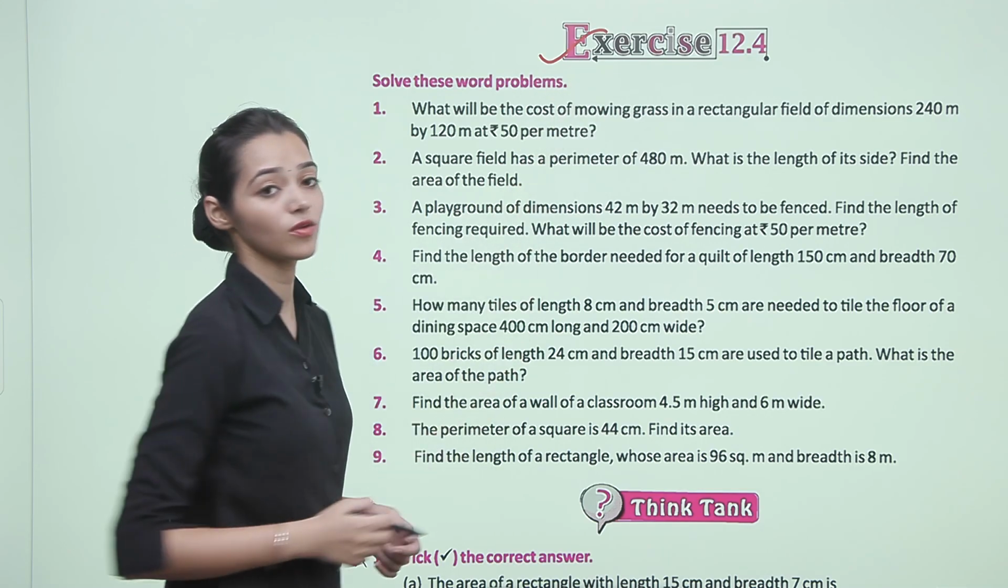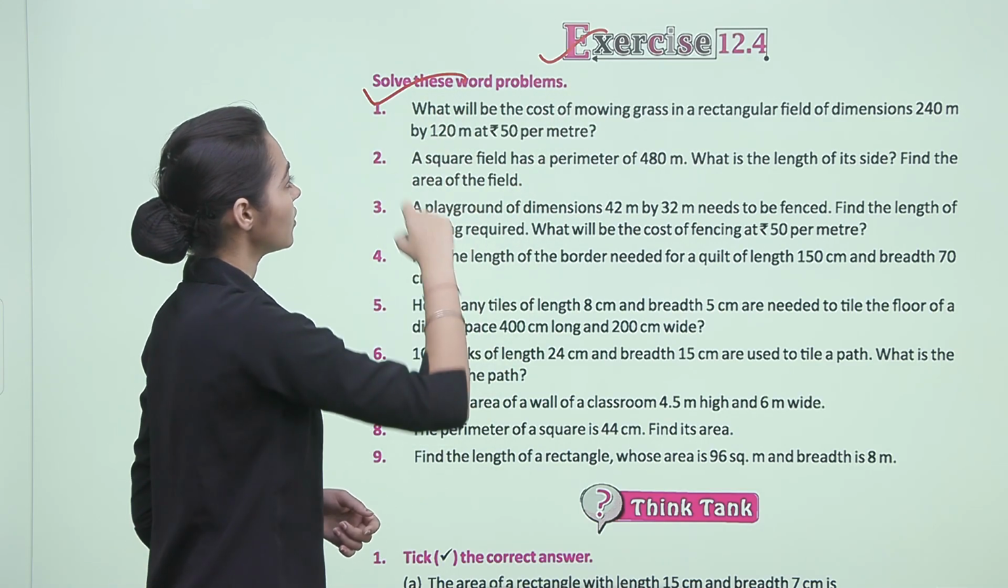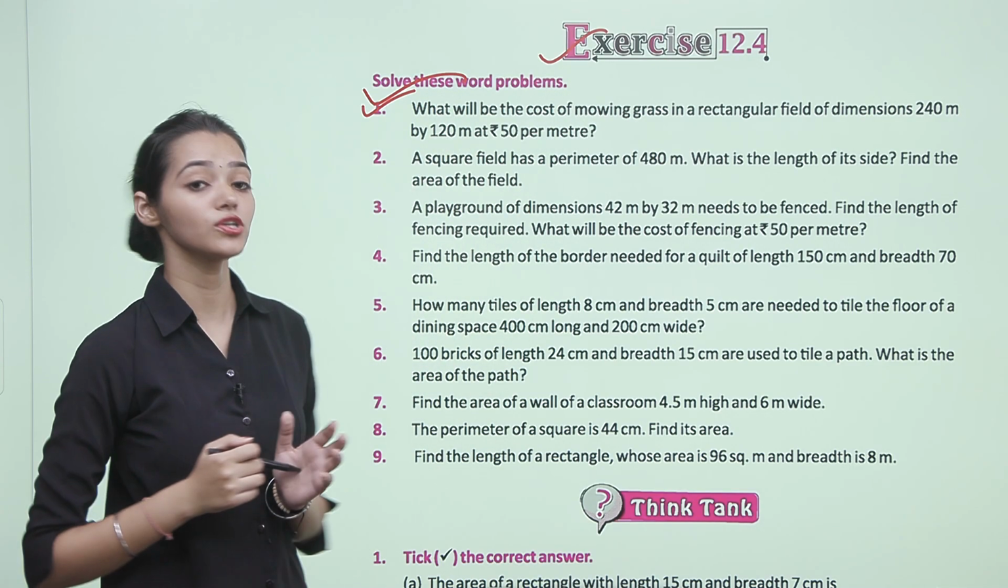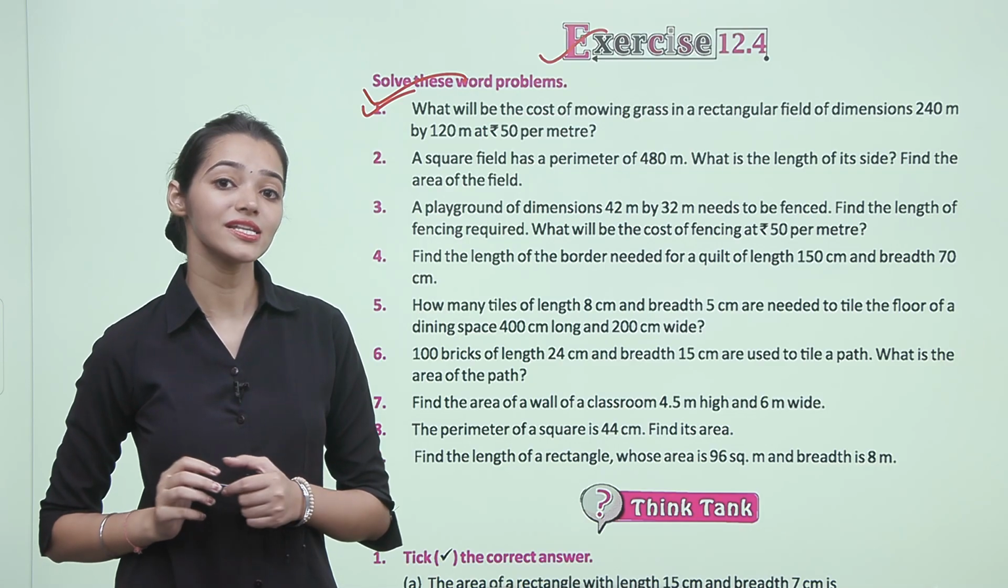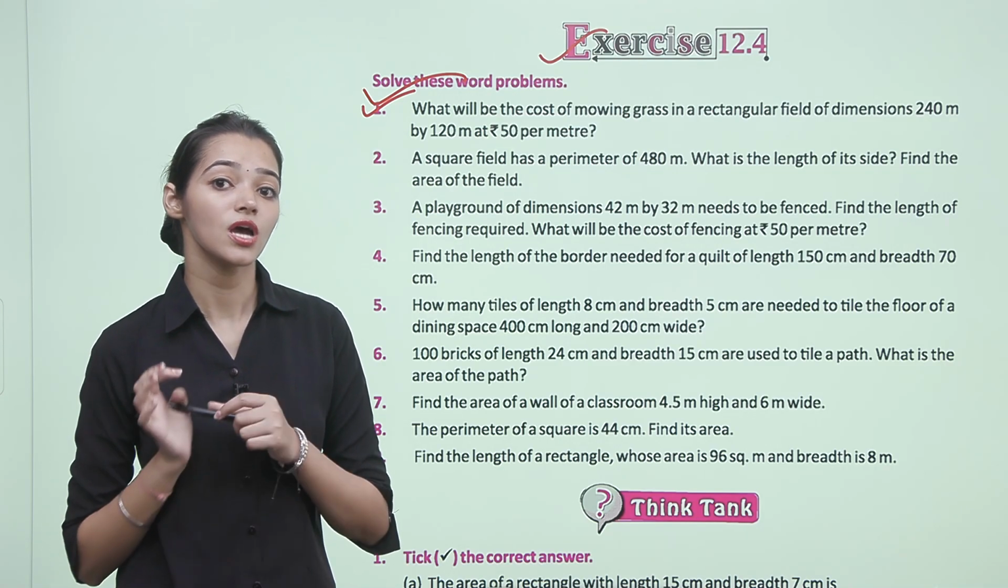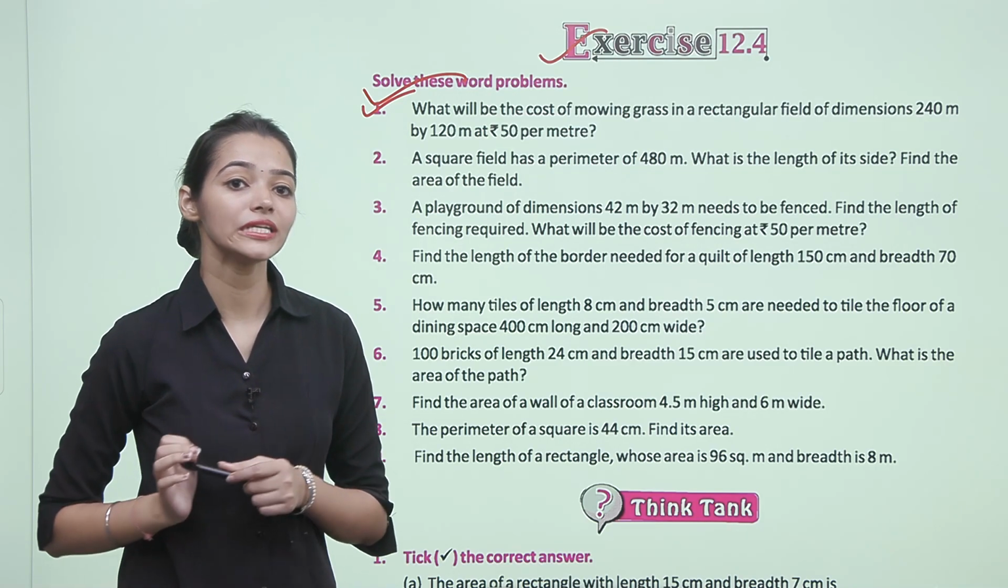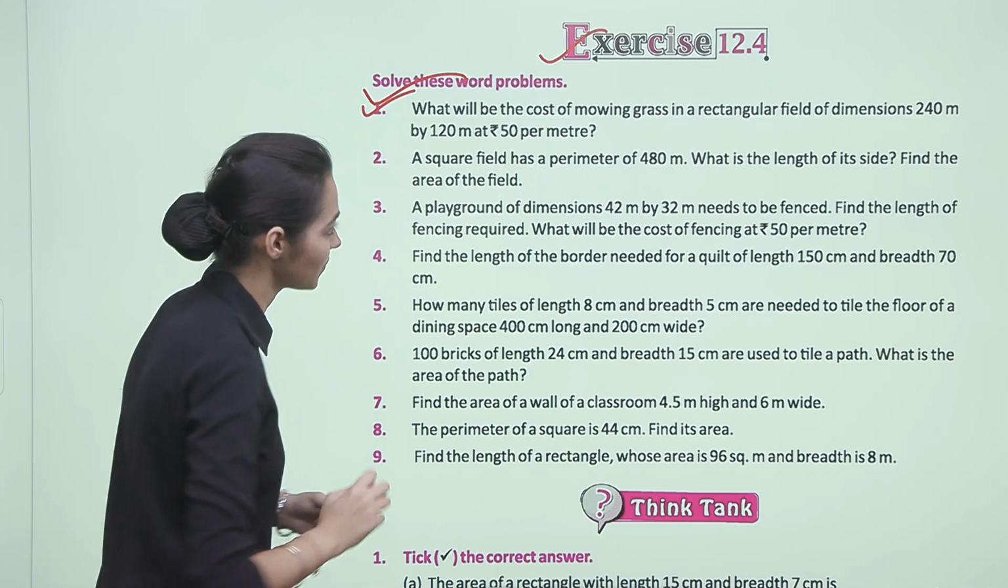Now let's look at exercise 12.4. We have to solve the word problems. Let's look at the first part. In the first one, what will be the cost of mowing grass in a rectangular field of dimension 240 meter by 120 meter at 50 rupees per meter.